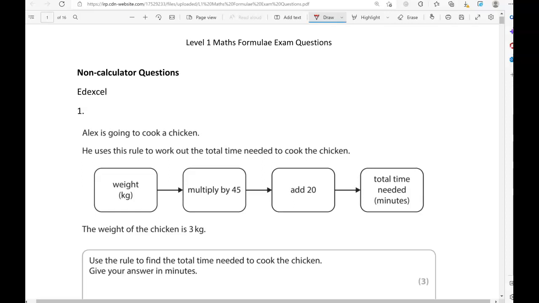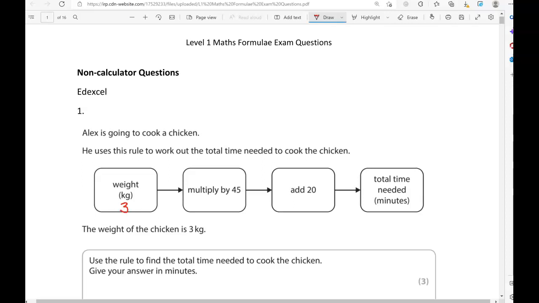Here's the first question. Alex is going to cook a chicken. He uses this rule to work out the total time needed to cook the chicken. Weight in kilograms, multiply by 45, add 20, gives you the total time needed in minutes. The weight of the chicken is 3 kilograms. Use the rule to find the total time needed to cook the chicken. Give your answer in minutes. So the weight is 3 kilograms.